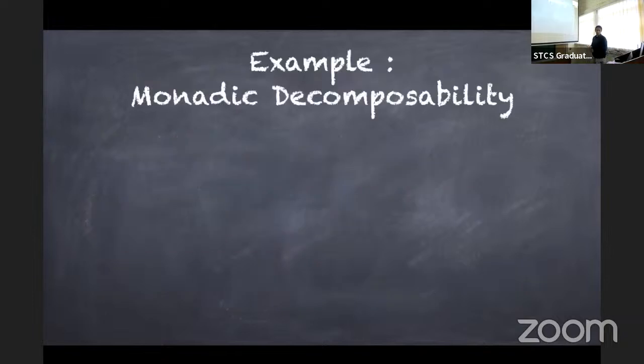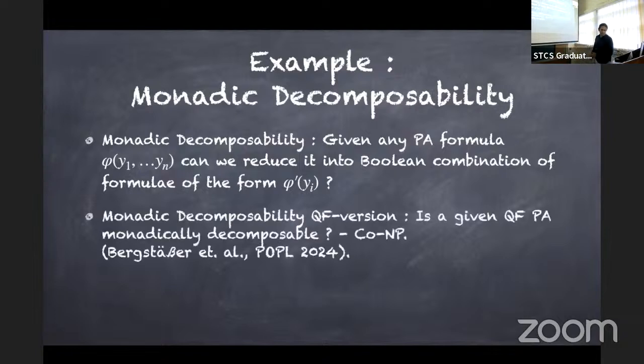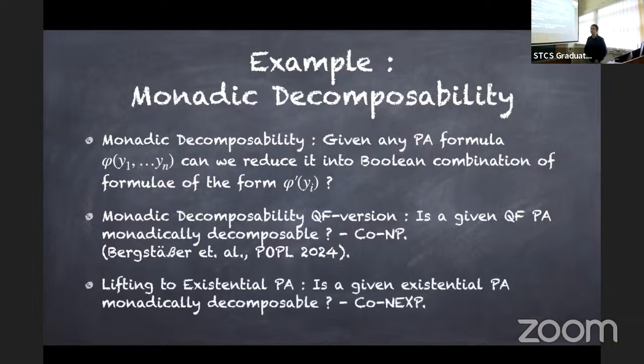And yet another problem is monadic decomposability. This problem is of interest to people in constrained databases, and the problem is very fundamental in nature. Basically, a formula phi of y1 to yn can be reduced into a Boolean combination of formulae with just one free variable. So in some sense, it checks whether those free variables are indeed independent of each other or not. There's this notion of independence. And the QF version was again known by the same group, and of course we can do it.